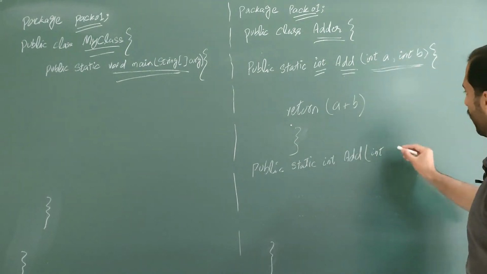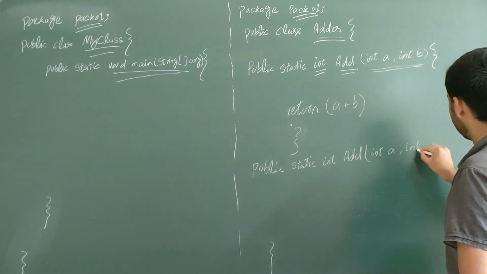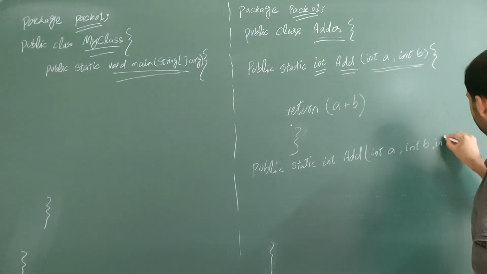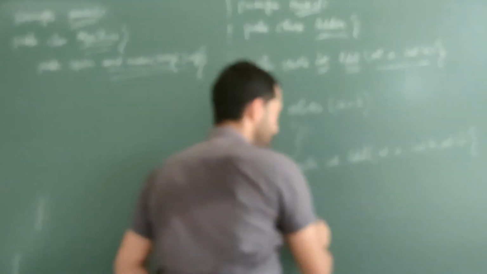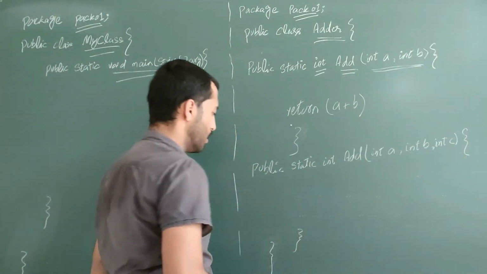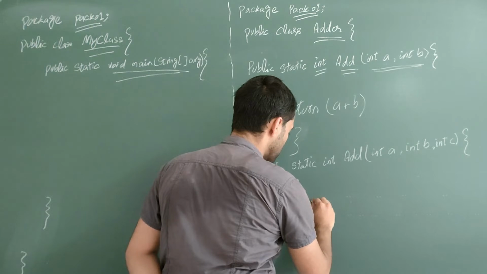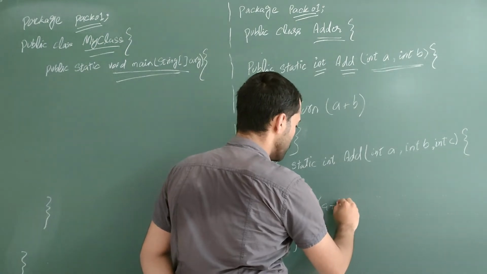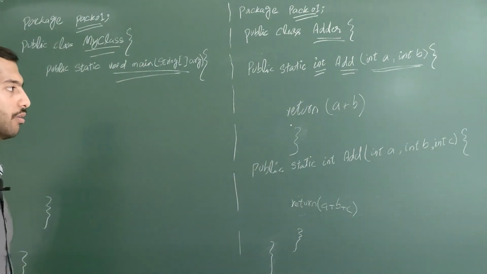So here a, I can give the same name, no problem. A, then integer b. Now there are 2 parameters. Here I will create one more parameter, integer c. Now I will close the body here. Here again I can return the value, so I will return a plus b plus c. So that is the structure of method overloading.